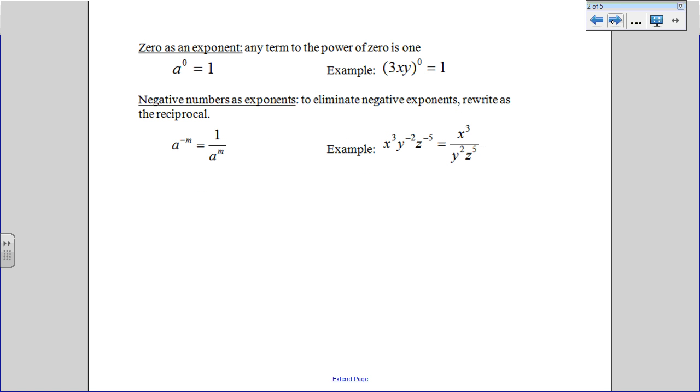If we take a look at our next rules, we have our 0 as an exponent. So anything to the 0th power is 1. So whether it's a single factor raised to the 0th power, or whether it's a quantity of factors raised to the 0th power, it's going to equal 1.